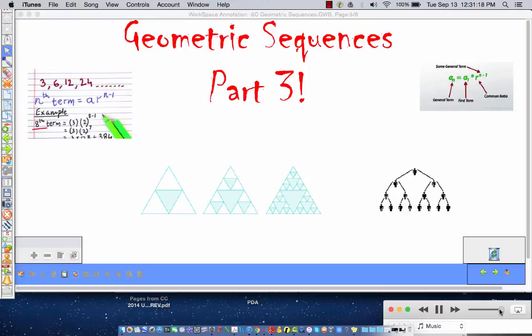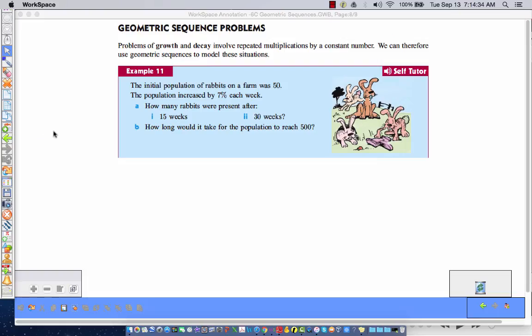Geometric sequences. And we are going to finish up with an application problem. We like to call it a probability here. So let's get to it, shall we?